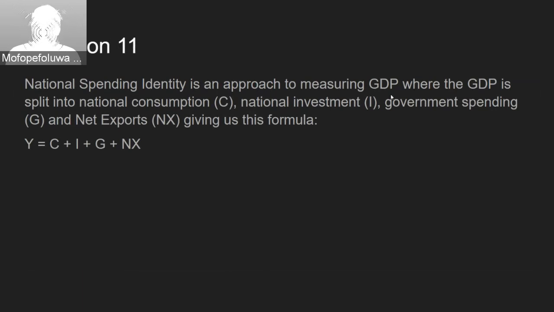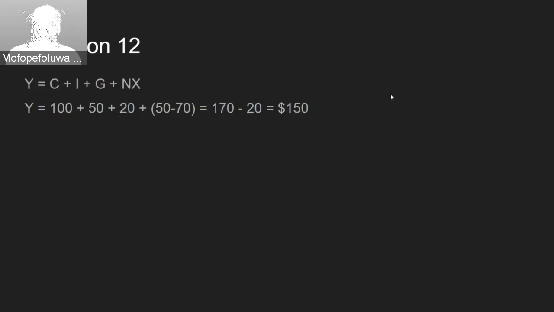For question 11, we are asked what the national spending identity is. The national spending identity is an approach to measuring GDP, where the GDP is split into consumption, national investment, government spending, and net exports, giving us the formula Y equals C plus I plus G plus NX. And so we are then asked to calculate the GDP given the terms and values in the question. After using the formula given above, we can see that the GDP in this case is $150.